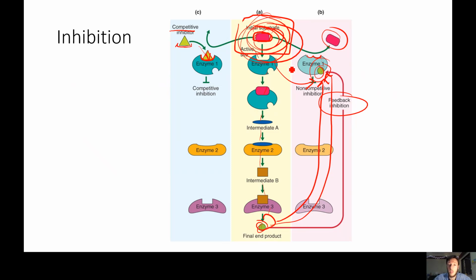Okay, so this is our brakes. This is a system that has brakes. Just keep that in mind. Feedback inhibition. Generally, it's more involved with non-competitive inhibition.